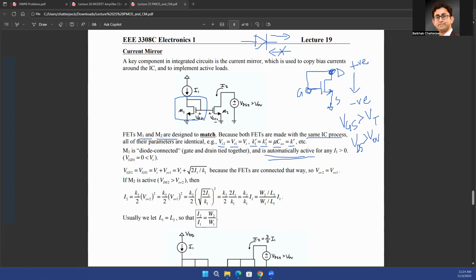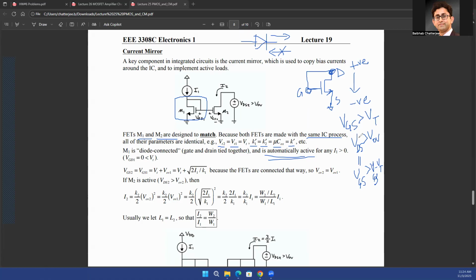In this case, because your drain and gate are physically connected together, your VDS is equal to your VGS. What is your V overdrive? V overdrive is defined as VGS minus VT. So your VDS is equal to VGS, and your V overdrive is equal to VGS minus VT.